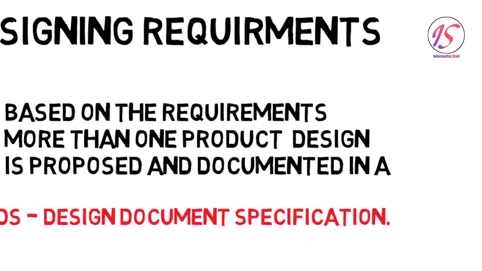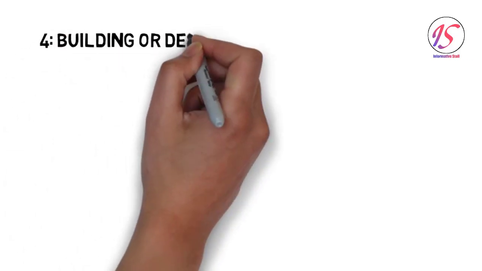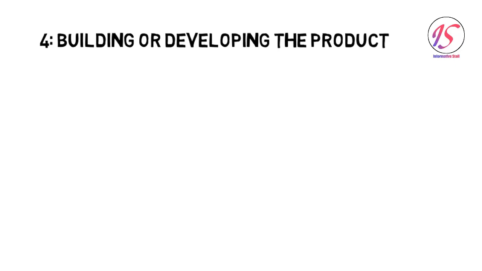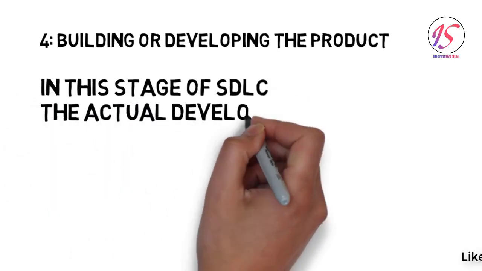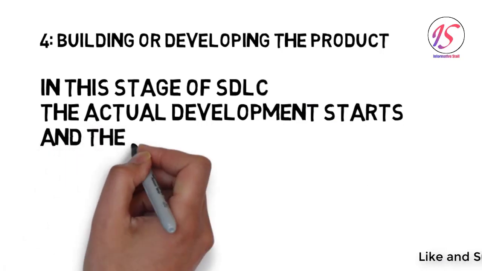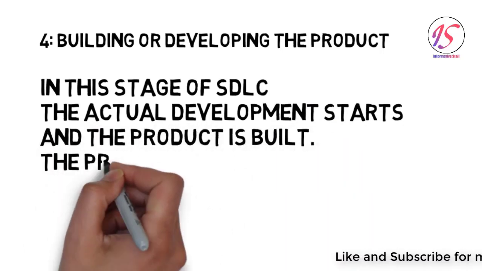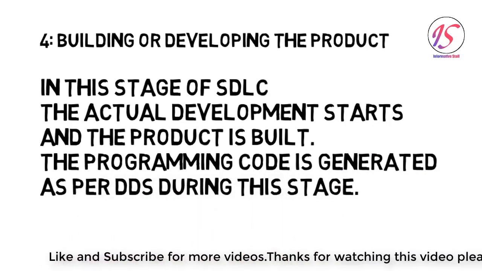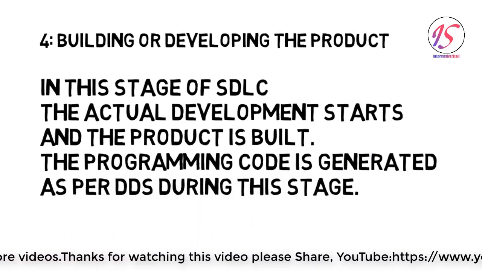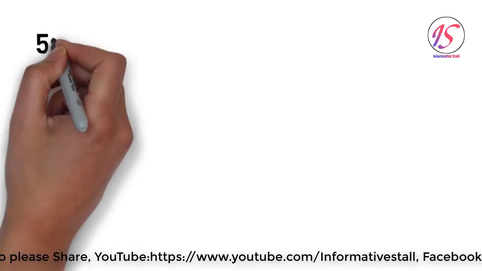Once designing the requirements is completed, we are going to build these requirements: building or developing the product. In this stage of SDLC, the actual development starts and the product is built. The programming code is generated as per the DDS, which is the Design Document Specification.